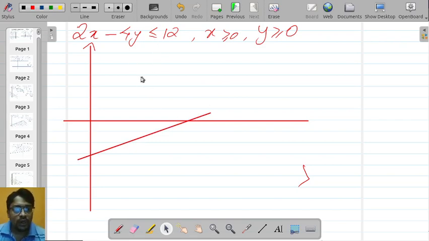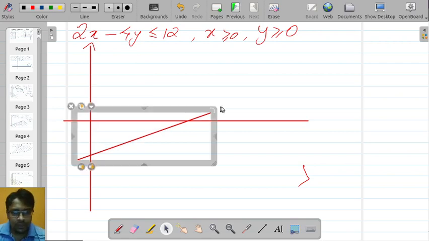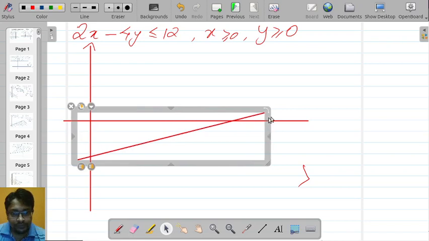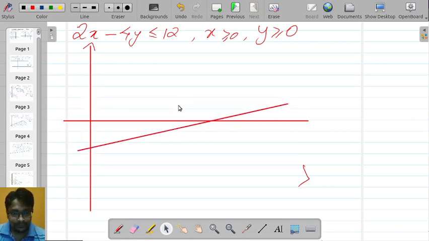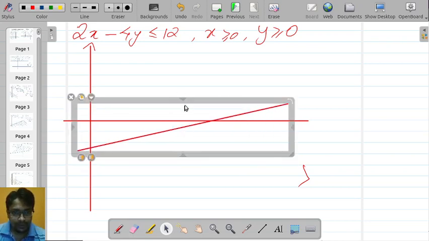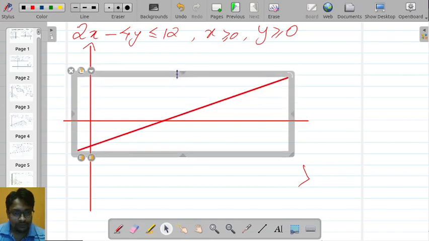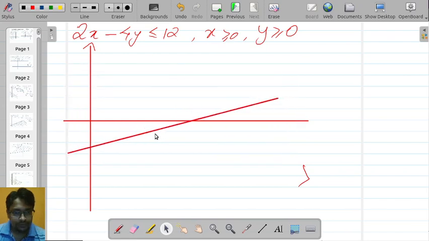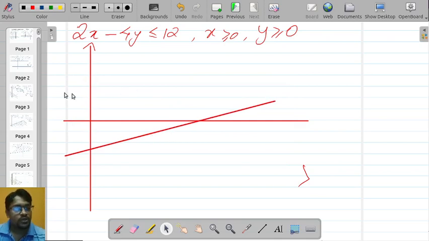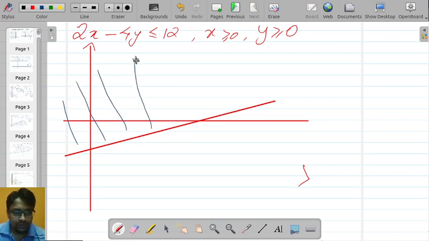Okay, so origin satisfies this inequation because 0 is less than or equal to 12. So the portion above this origin will represent the line, right? Okay, right. So the portion above, let me just mark it in blue. Okay, so this portion will represent the inequation.